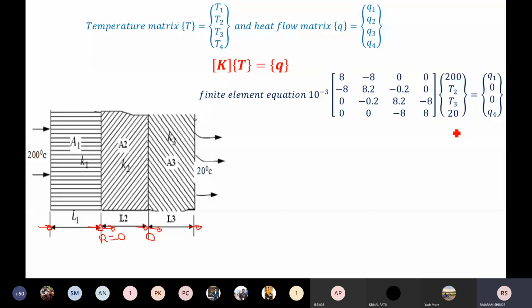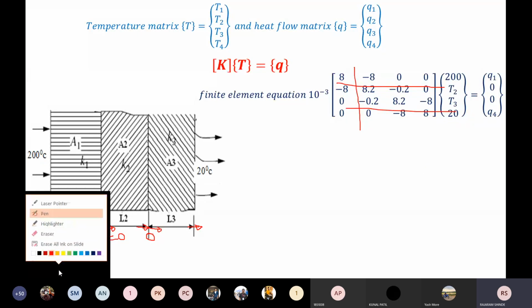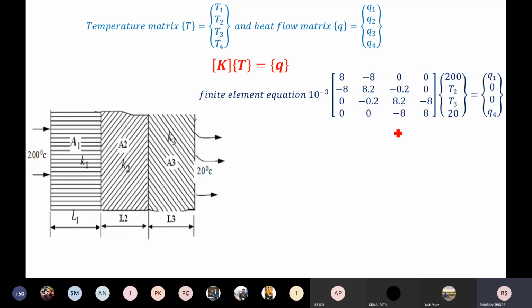Now see here. Here also you can reduce this equation. How can we reduce this? Here we cannot make the first row and first column, last row and last column 0. But what can we do here? What do we have to calculate? We have to calculate only T2 and T3, am I right? T2 and T3 are on the second location in this matrix. So you write the second equation.